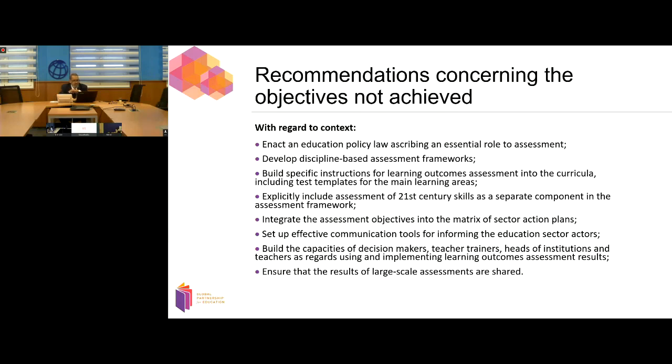Integrate the assessment objectives in a matrix of sector action plans, set up effective communication tools in order to inform sector actors, build the capacities of decision makers, teachers, trainers, heads of institutions, and teachers as regards using and implementing learning outcomes.